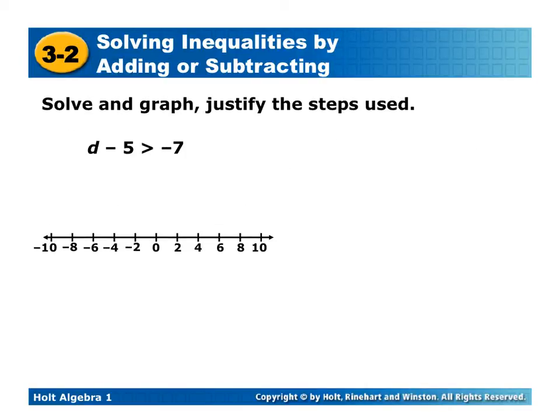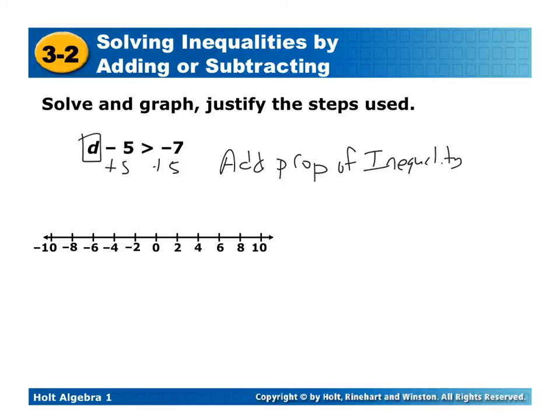Now why don't you go ahead and try this one on your own. So here we have d minus 5 is greater than negative 7. Because we're subtracting 5, we're going to go ahead and add 5 to both sides, and this would be the addition property of inequality. And now the 5s will cancel out, and we have d is greater than, well, negative 7 plus 5 is going to be negative 2. So I'm going to go ahead and draw an open circle at negative 2. The values are going to be greater than that, so it should go to the right.